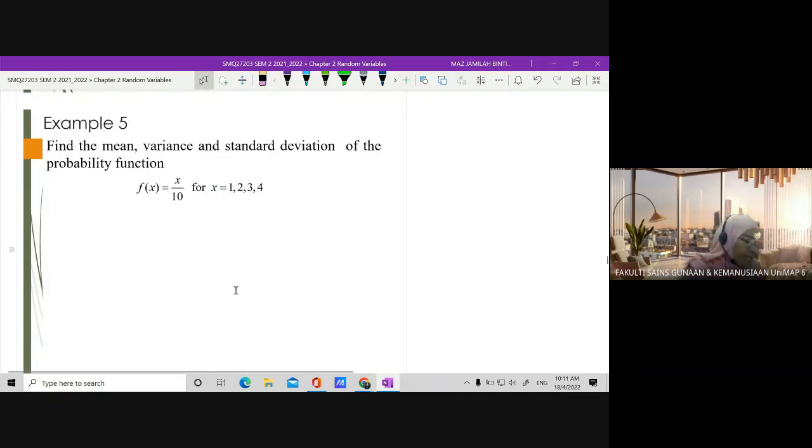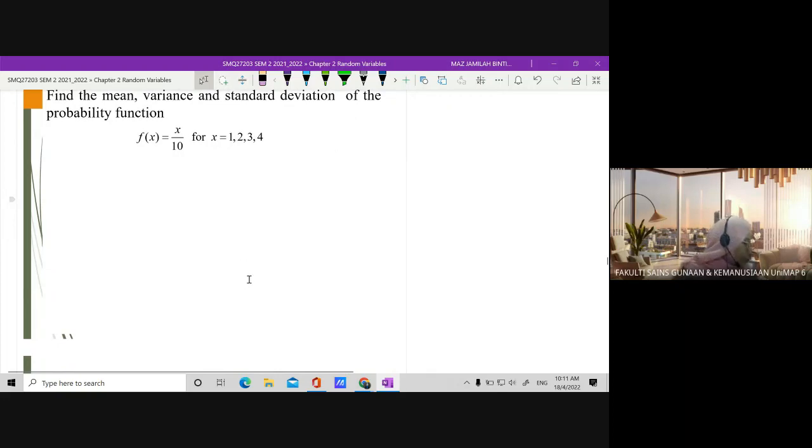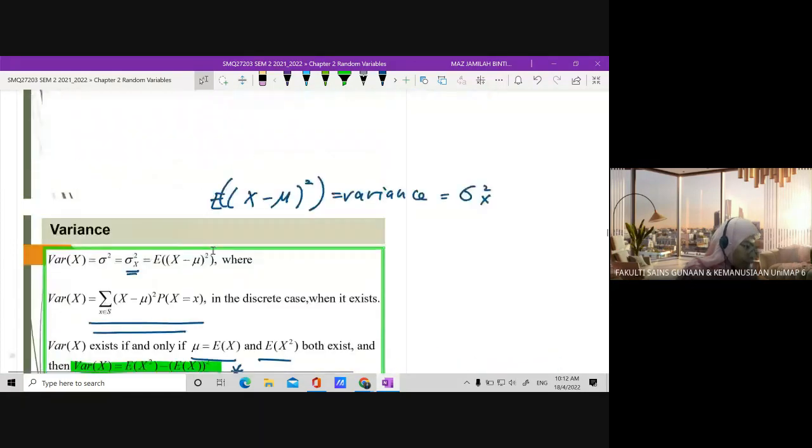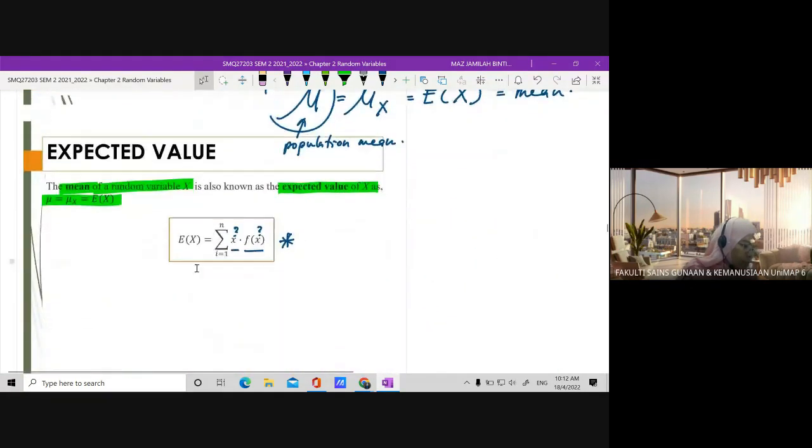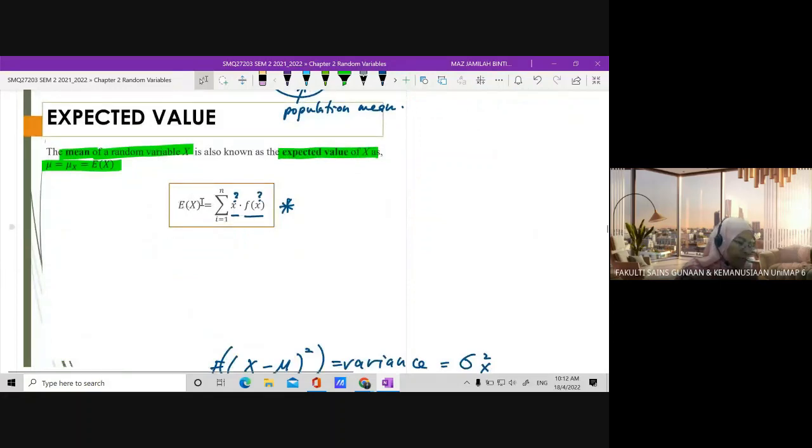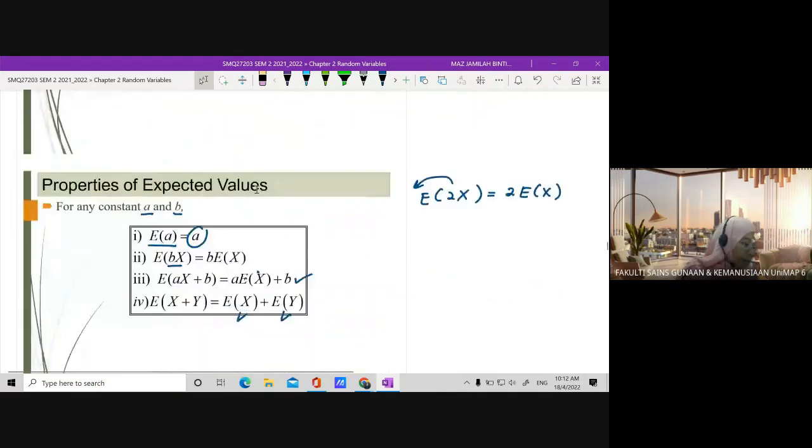Find the mean, variance, and standard deviation of the probability function f(x) equal to x over 10 for x equal to 1 until 4. So remember, you need to begin with the calculation of what we have just now. Find the mean. How to find the mean? The mean can be calculated using this particular phrase. Expected value of x is the summation of x multiplied with the function of x. That's x specific. Okay, so how?